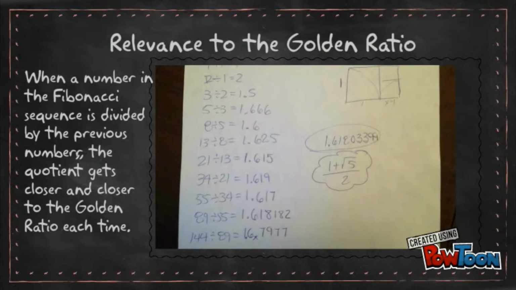When a number in the Fibonacci sequence is divided by the previous number, the quotient gets closer and closer to the golden ratio each time.